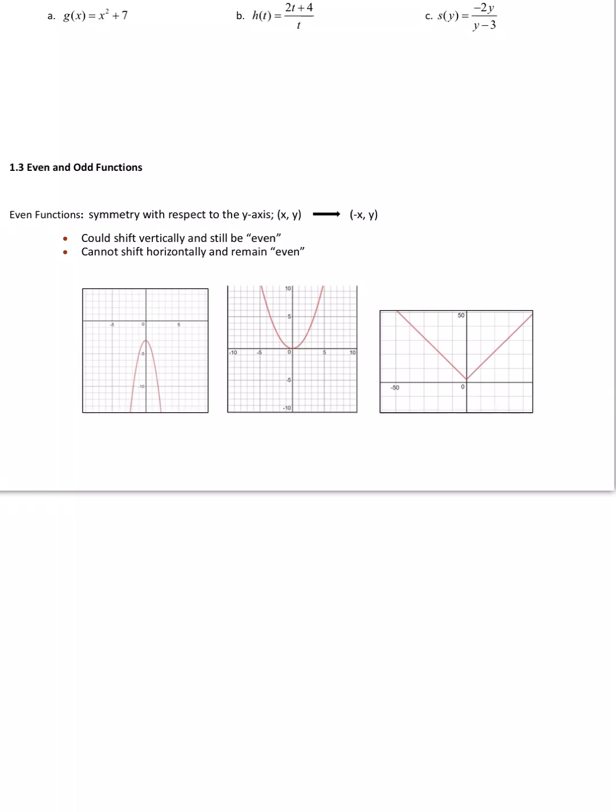All right, in today's lesson, we're going to look at even or odd functions and just being able to recognize them. Are they even or odd? Now, first of all, we're going to look at it graphically. How can you tell? Well, let's look at the definition.